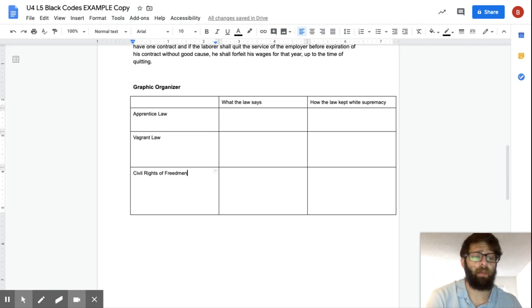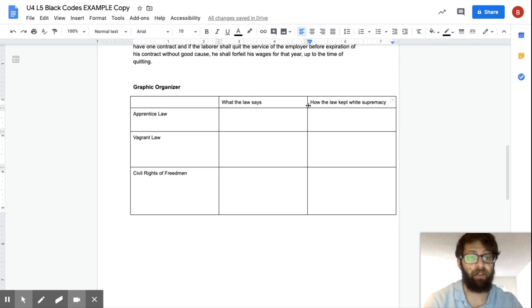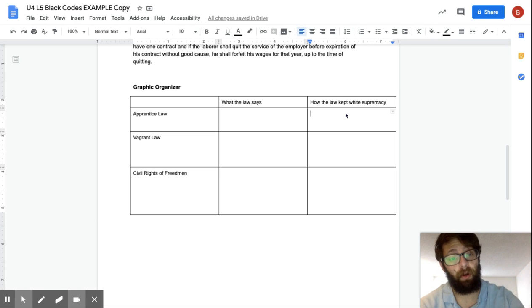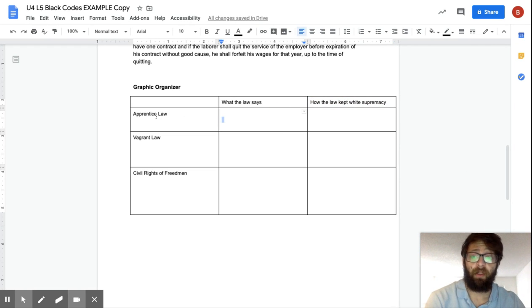Number one, just straight up, what does the law say? So as you read, think to yourself, can I put this in my own words to understand it? After you've done that, the next question relates back to your CHQ. So how the law kept white supremacy in the South. So as you read, the only thing you should be looking for is, what does the law say? This part you can do after you've done this. So if we're going to look at the first one together, the apprentice law.